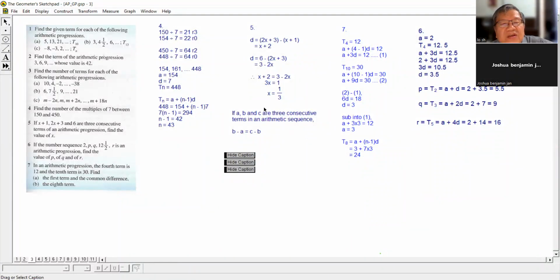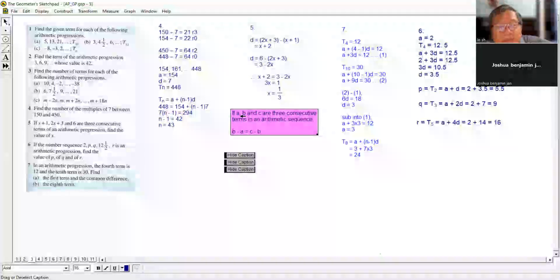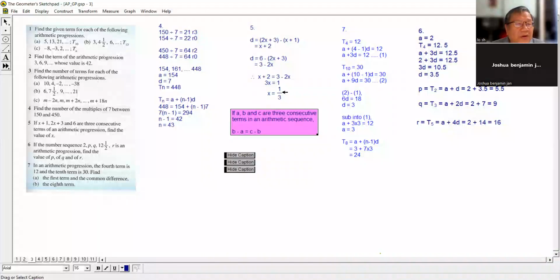Another trick is 3 consecutive terms. If the 3 consecutive terms are A, B, C, then B minus A is the d. C minus B is also the d. And these two are the same. So these are the tricks so far you need to know, right? If you don't know, you just make a note there.